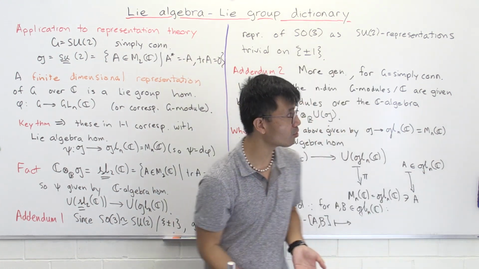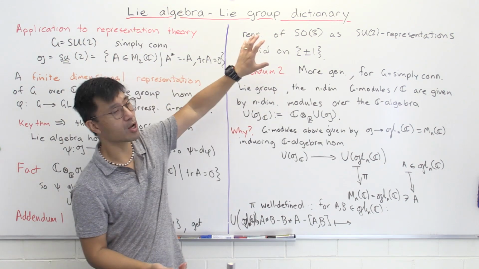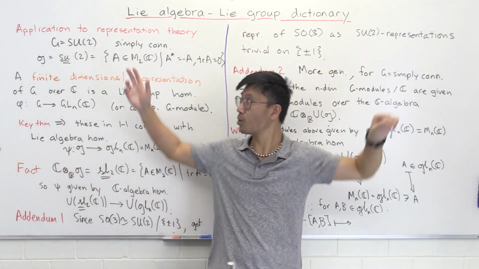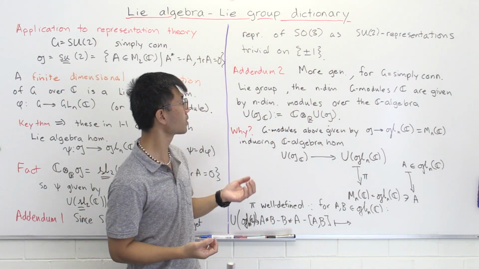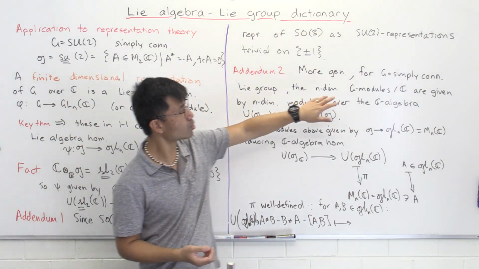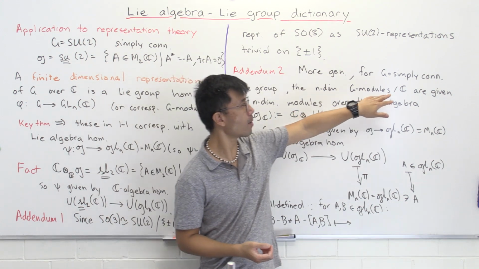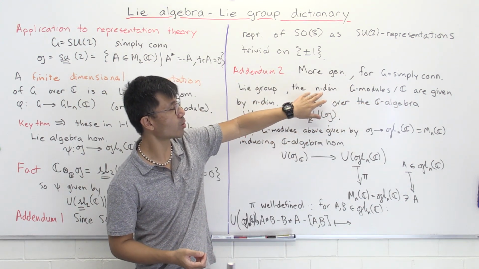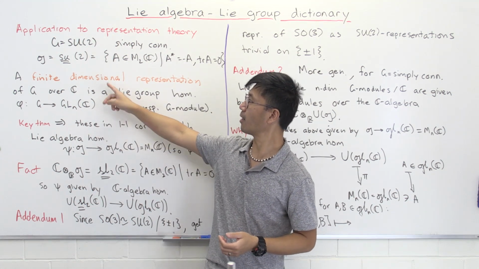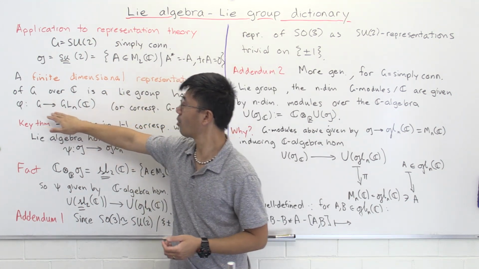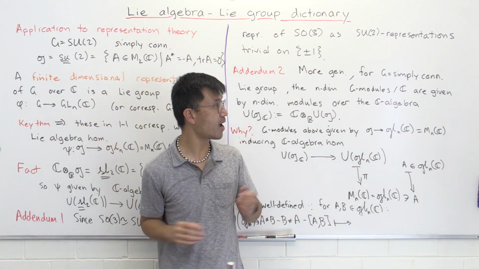Okay, so let's see more generally what's going on. So suppose you have any simply connected group, not just SU2. So G is some simply connected Lie group. Okay, let's suppose you want to have the G modules over C. Okay, suppose you want the n-dimensional ones. So the ones that come from a Lie group homomorphism like that.